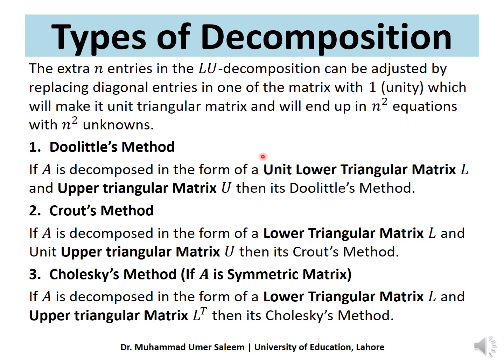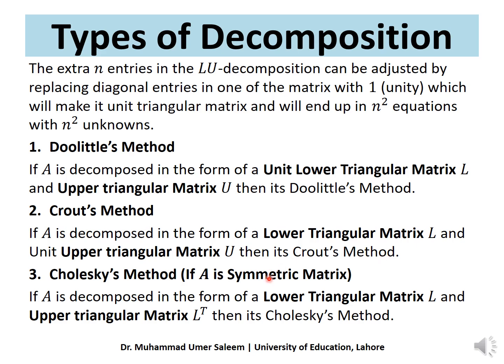So the second method is Crout's method. Here the lower triangular matrix remains the same and we replace diagonal elements of the upper triangular matrix with unity. So this gives a unit upper triangular matrix U. So if A is decomposed as a product of a lower triangular matrix and a unit upper triangular matrix, then it is called Crout's method.